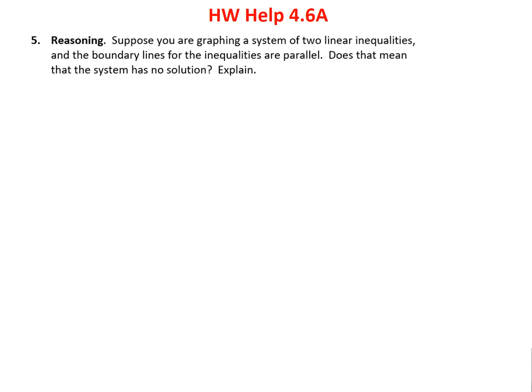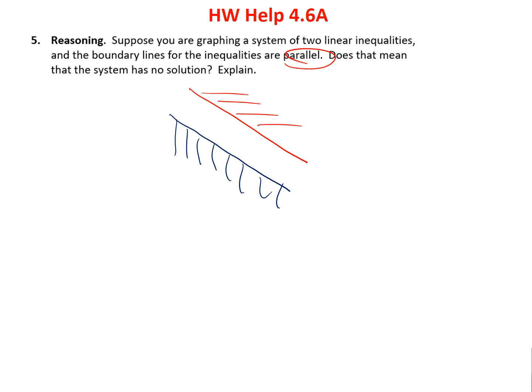Question 5 asks us to consider, suppose you're graphing a system of 2 linear inequalities and the boundary lines are parallel. In other words, I have one line that looks like this, and I have another line that looks like this. The question is, does that mean that there's no solution? Remember that when we were dealing with equations, there would be no solution because they would never intersect. In this case, it's not always the same. Now, it is true, if the blue one was a less than, and I was underneath here, and the red one was above, then yes, that would be no solution.